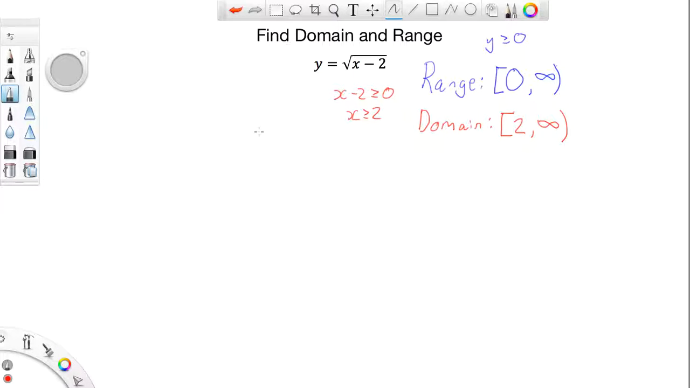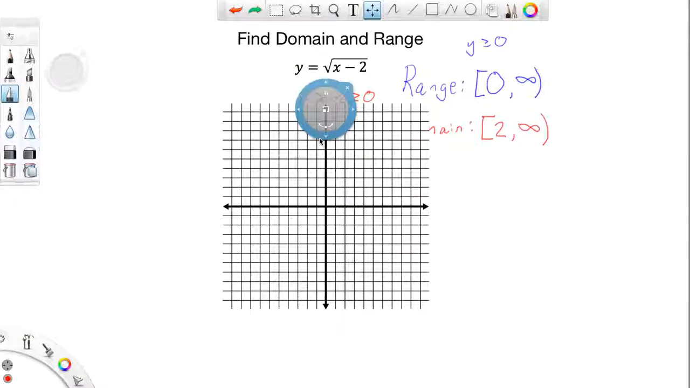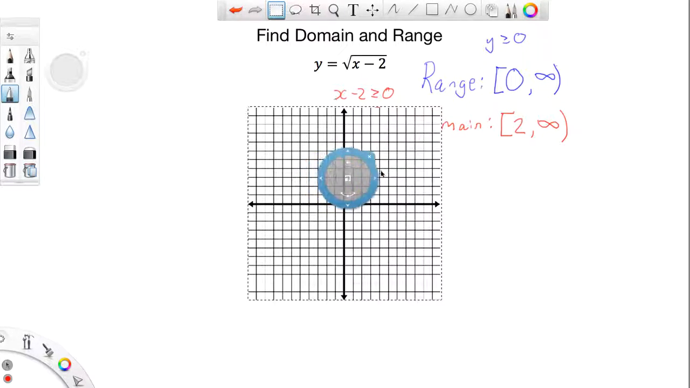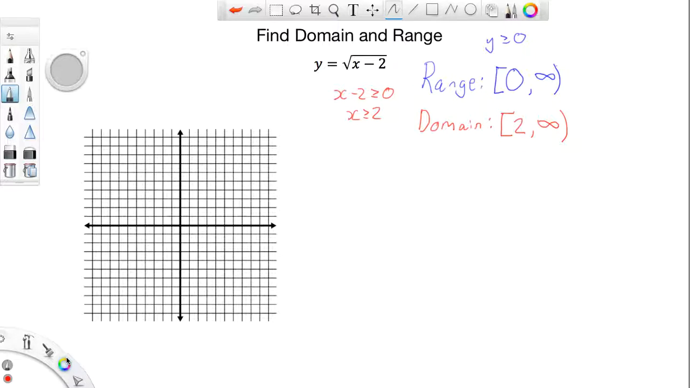Now we can also solve this graphically. I should not have done that. All right, let me move this graph. There we go. Okay, we can also solve this graphically.